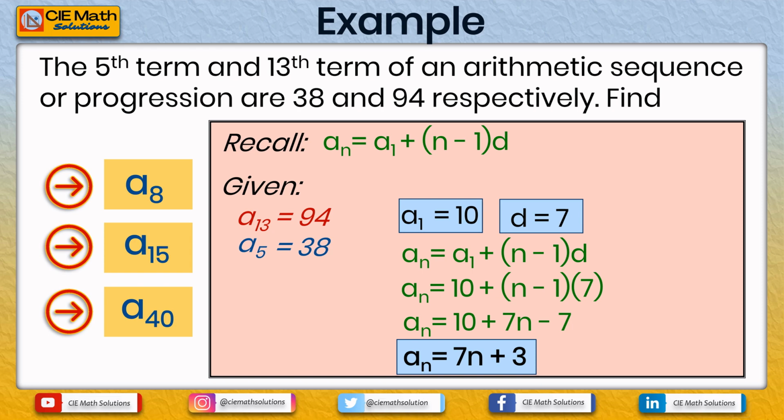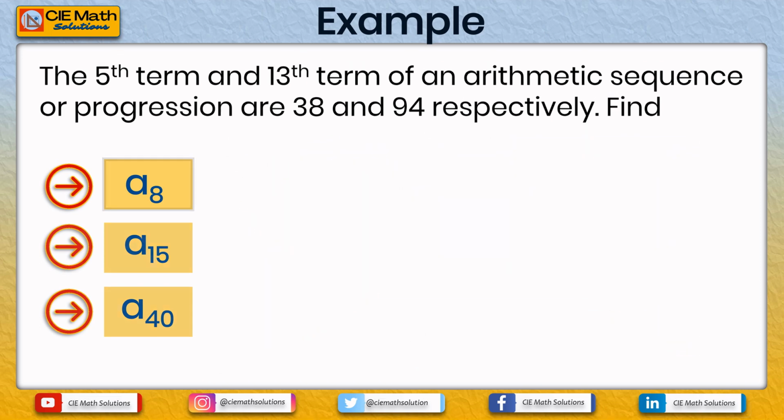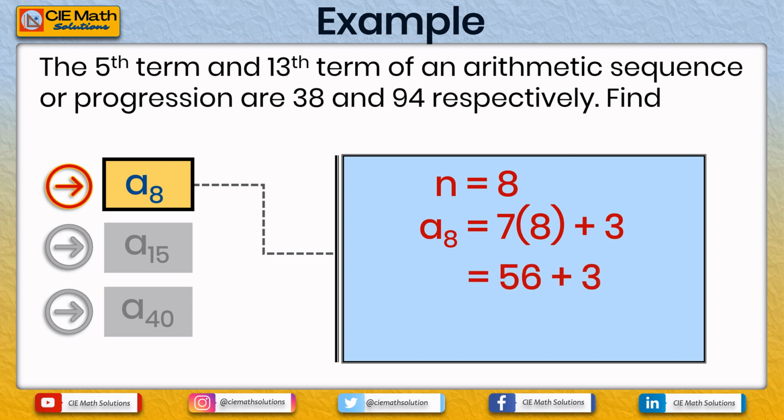Upon finding this general rule, we can now find the specific terms of the arithmetic sequence. For this item, a8, the value of n here is equal to 8. Substituting 8 on the n of the general rule, we will then have a8 is equal to 7 times 8 plus 3, which is equal to 56 plus 3. The 8th term then is equal to 59.